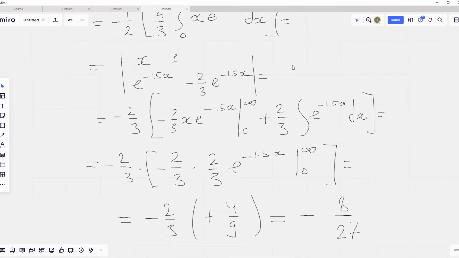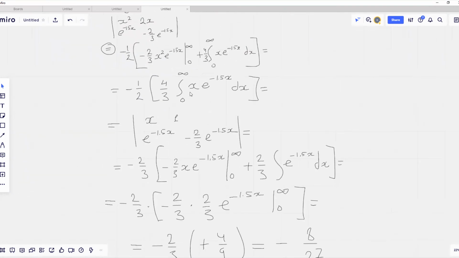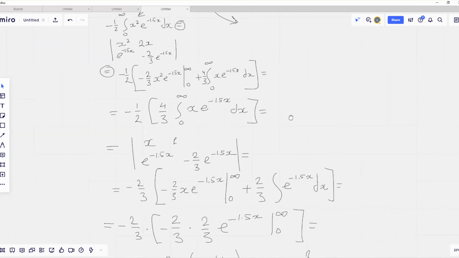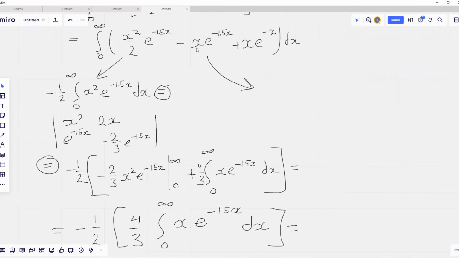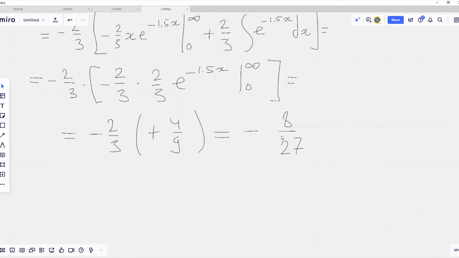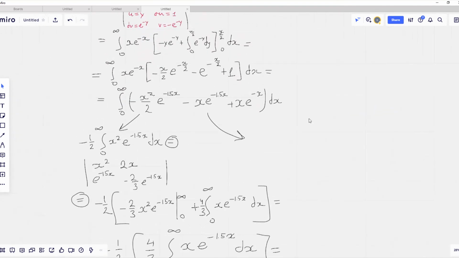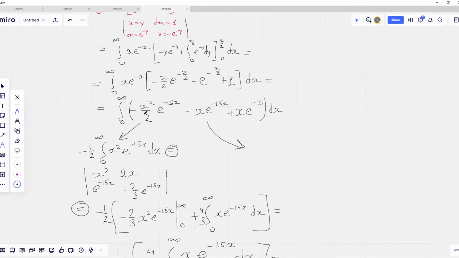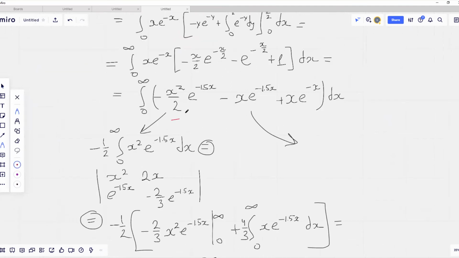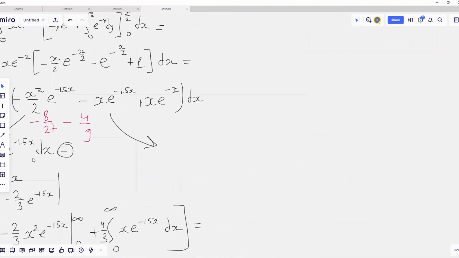And integral of x e to the power of minus 1.5x. So this term here is then given as 4/9, positive 4/9. So that term is then minus 8/27. This term is positive 4/9, so minus 4/9. And finally, we have to calculate that last integral here again using integration by parts.